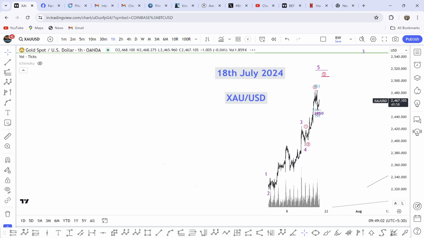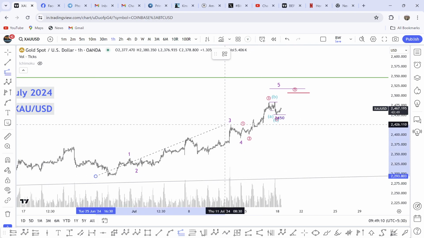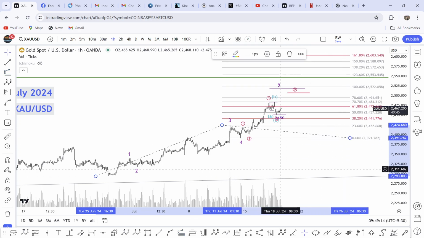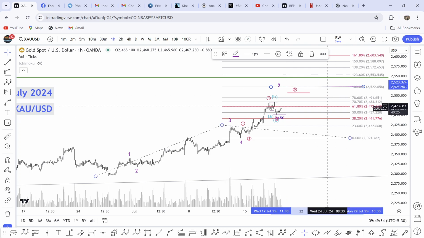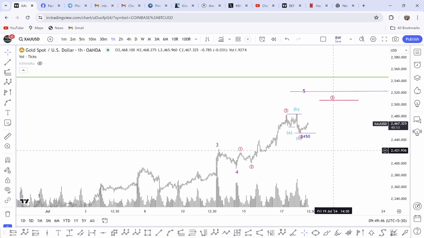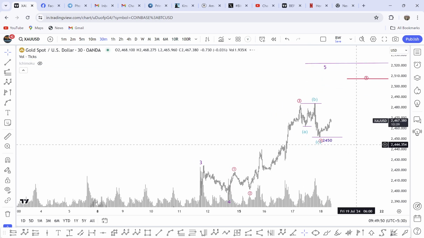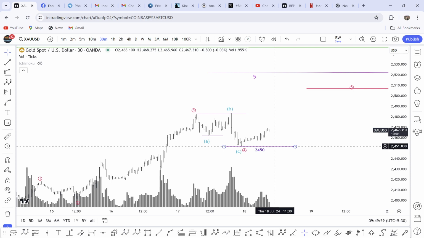and on higher time frame you can see here 2473, and 100% is around 2522. Higher time frame, if the fifth wave extends, then we may see 2522 or 2472. I can see here we can get near around 2500. So any dip is the opportunity to buy for the target of 2506, and SL is 2450.